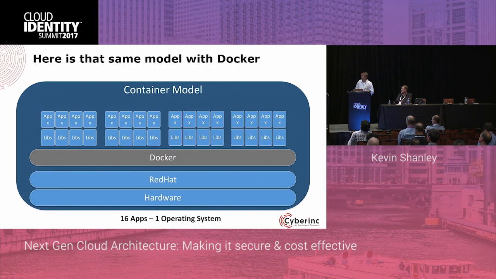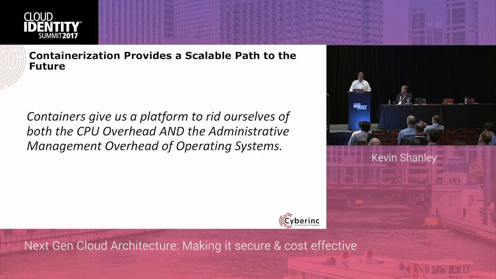And this is how it looks with Docker, where essentially we've gone back to 16 apps, one operating system, and all of those operating at near native performance. And really, this brings it back to containers. It gives us this platform, and it rids ourselves not just of the CPU overhead of all those operating systems, but the management overhead. And that's really where a lot of this transformation takes place.